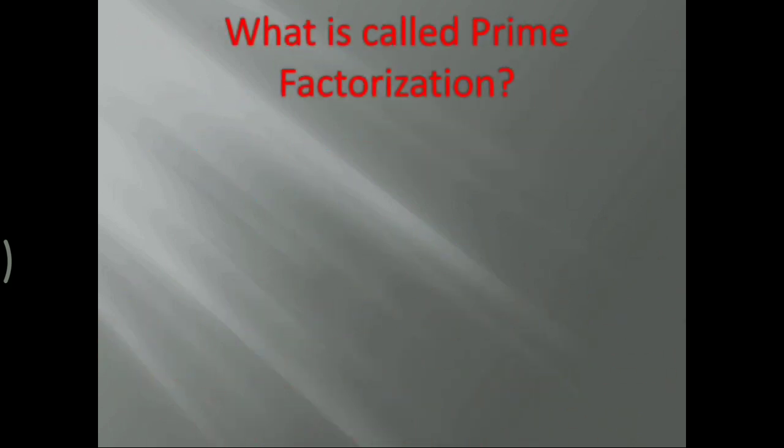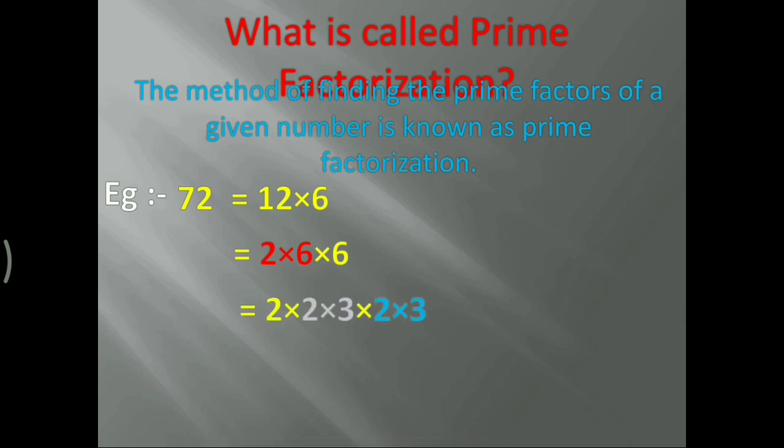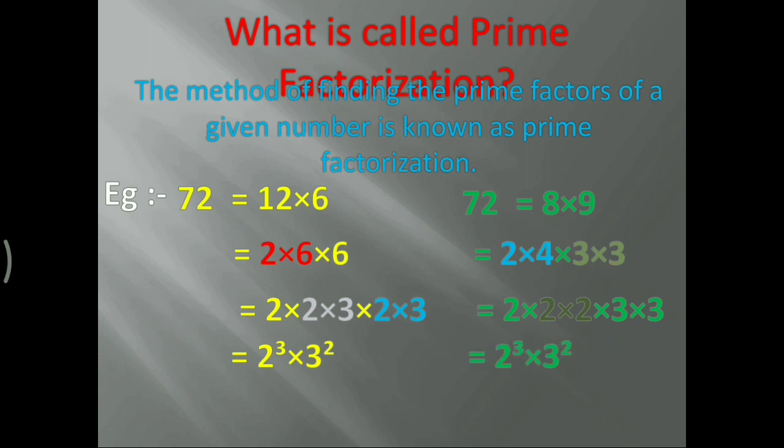Now let us discuss prime factorization. What is called prime factorization? The method of finding the prime factors of a given number is known as prime factorization. Let us take an example, 72, that can be written as 12 into 6. 12 is again written as 2 into 6, and 6 is again written as 2 into 3. That is equal to 2 cubed into 3 square. In another method, 72 can be written as 8 into 9, and splitting into the factors you are getting 2 cubed into 3 square.